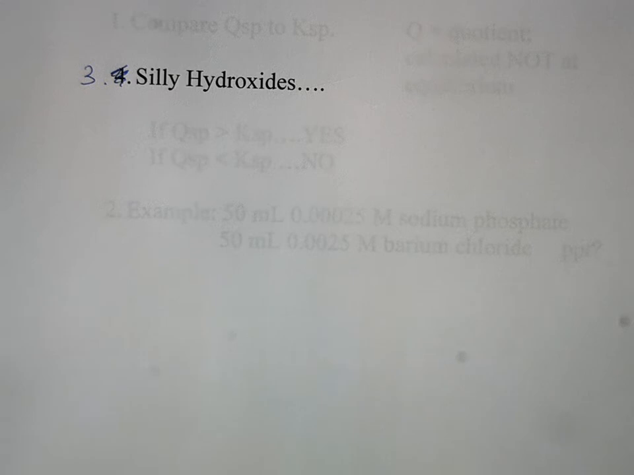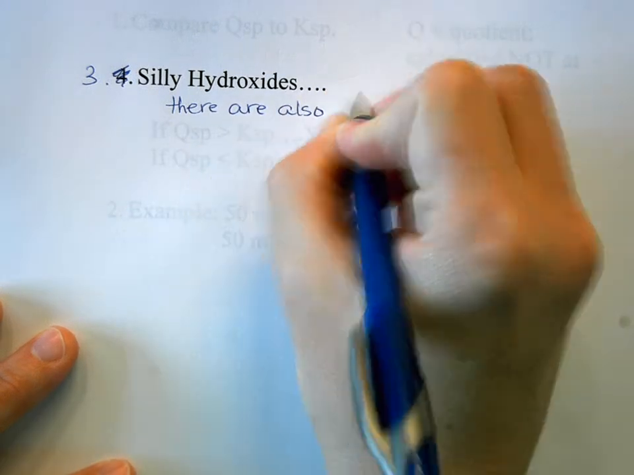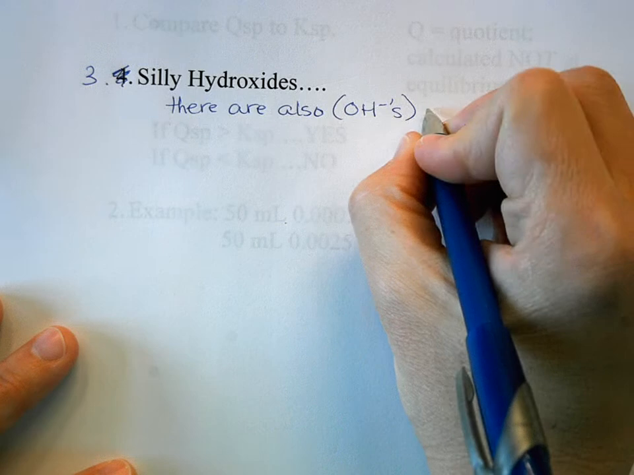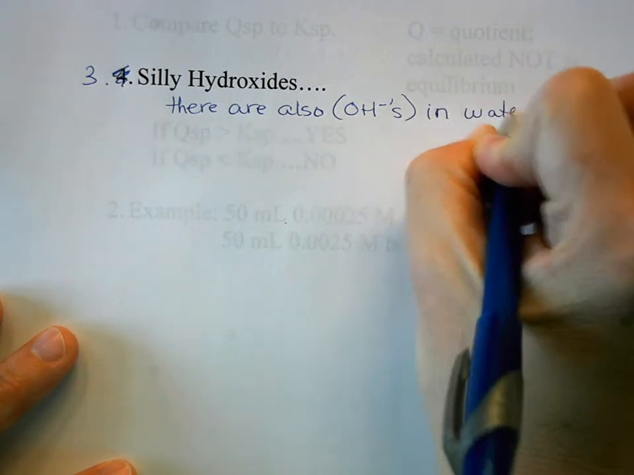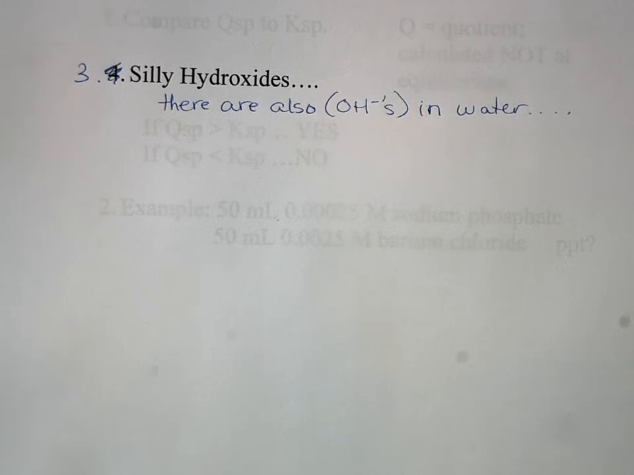But the thing about hydroxides is that there are also hydroxides in water. So I've got these pretty much insoluble things. Some of it's dissolving, giving me hydroxide ions, but that is in addition to the hydroxide ions that are already there because of the autoionization of water. So we look at this a little bit differently.